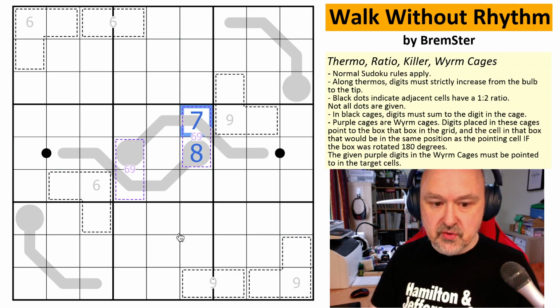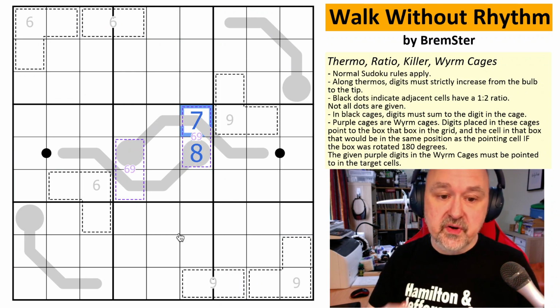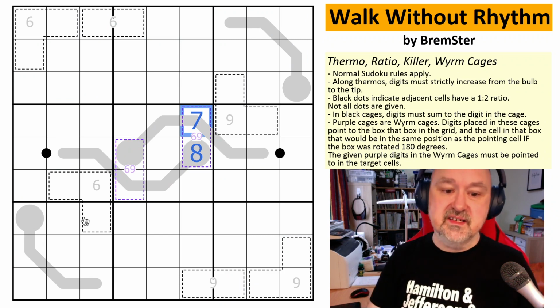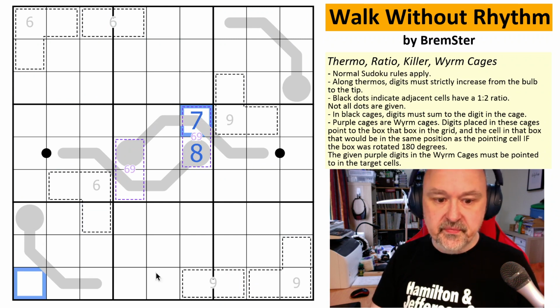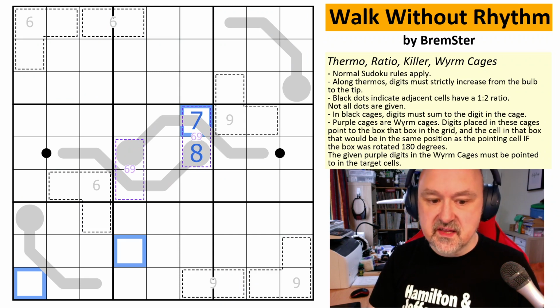So this points to box 7. And the cell it points to in box 7 is the cell that would be in the same position if box 7 was turned upside down. So this is pointing to box 7, and instead of pointing to that cell, it's pointing to that cell. This is pointing to box 8, and instead of pointing to that cell, it is pointing to that cell.